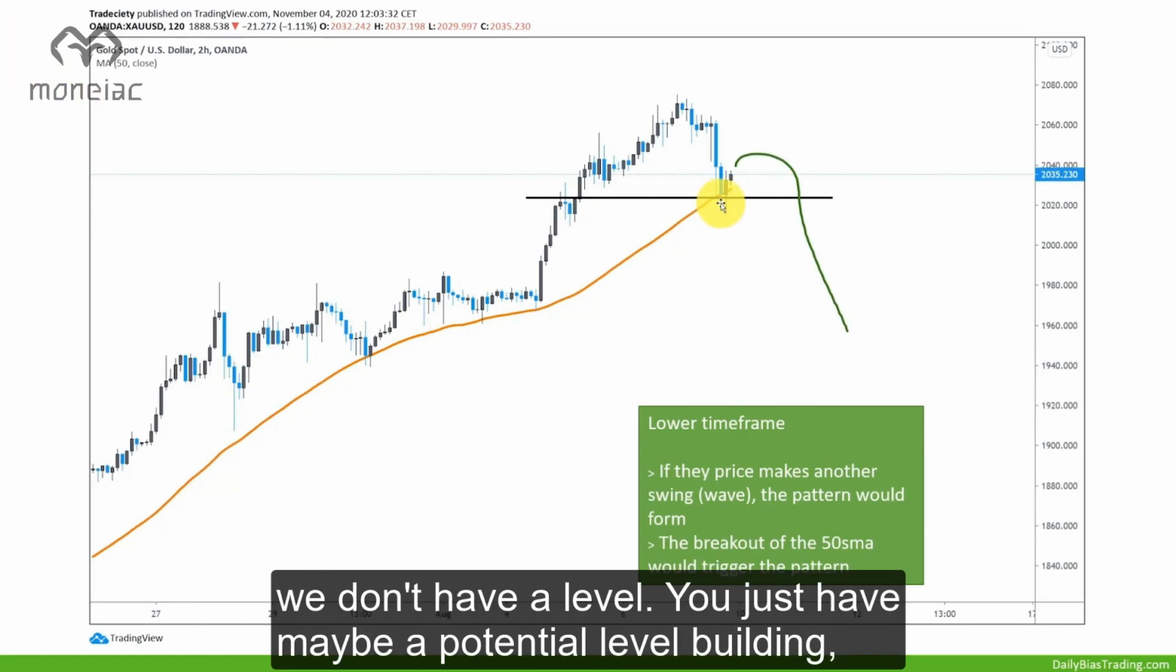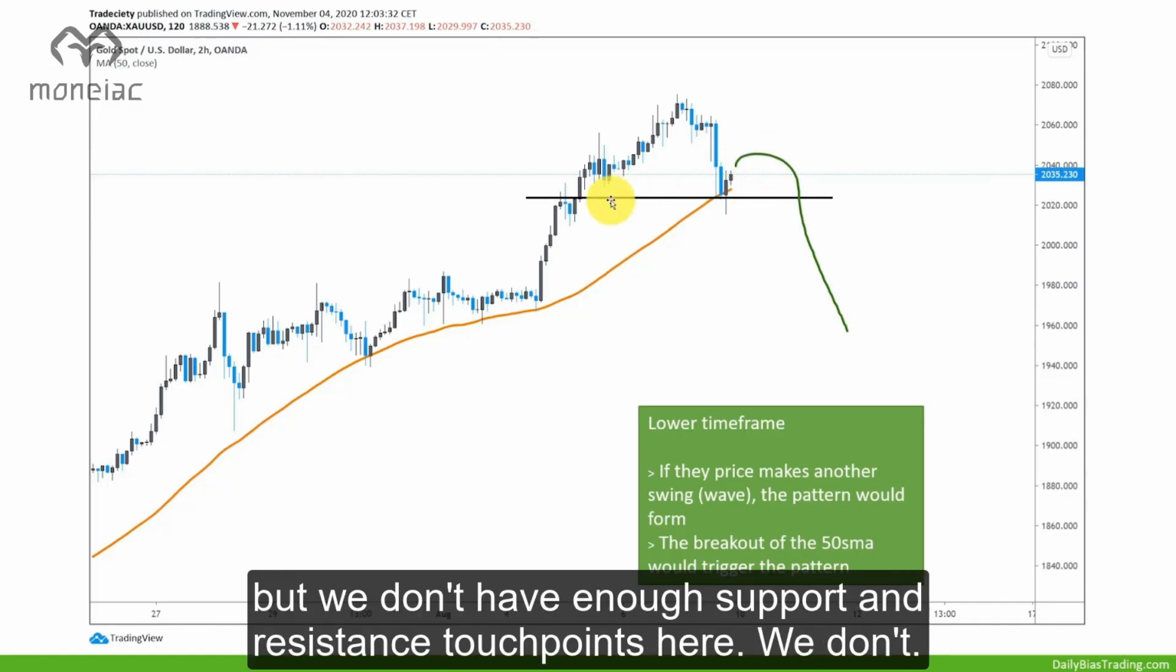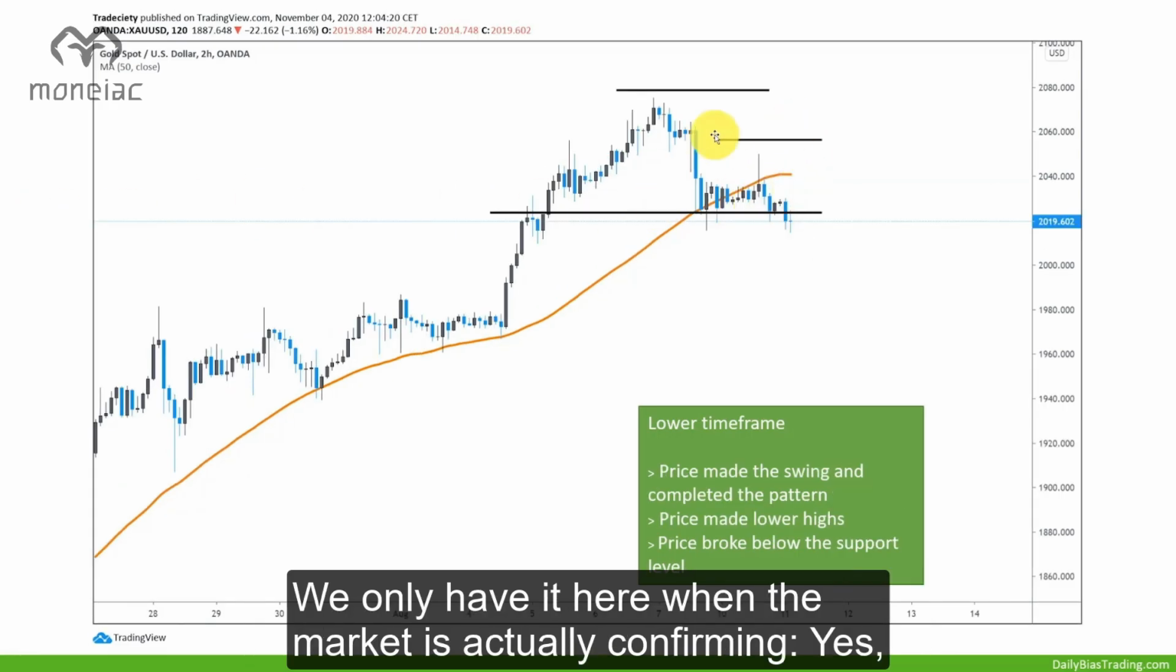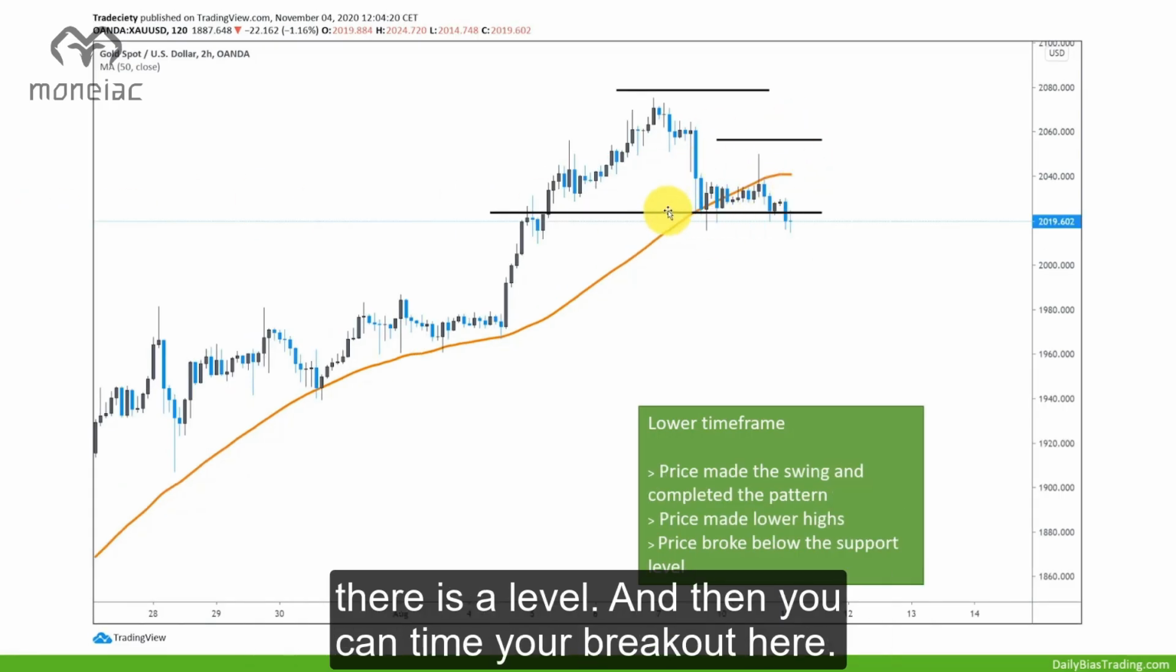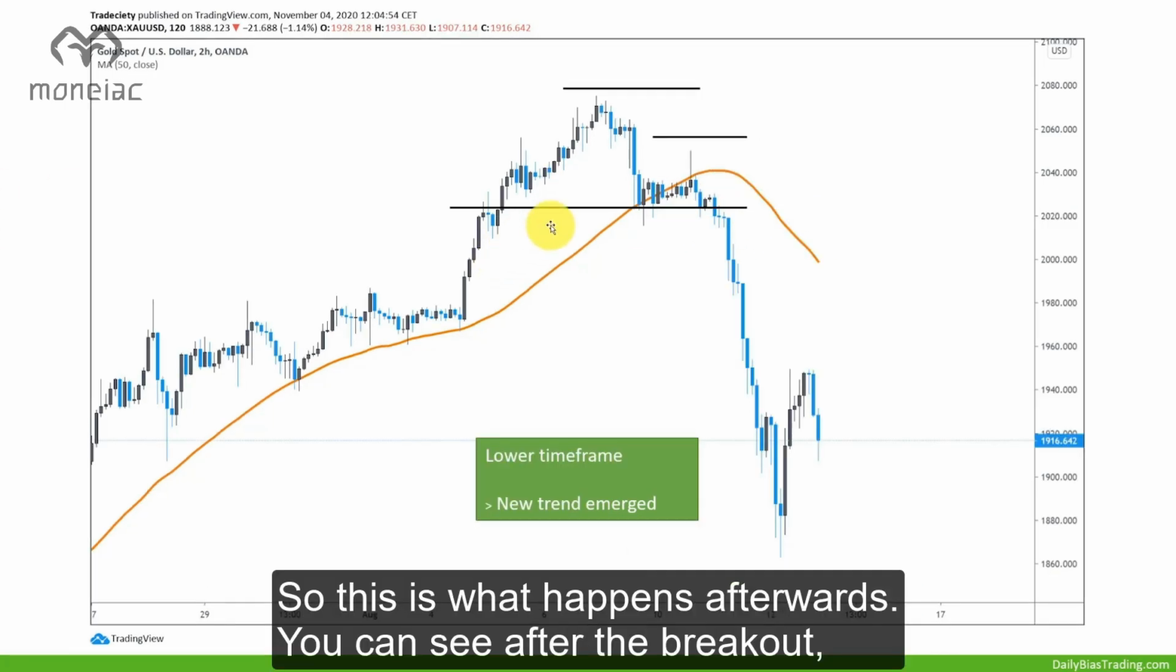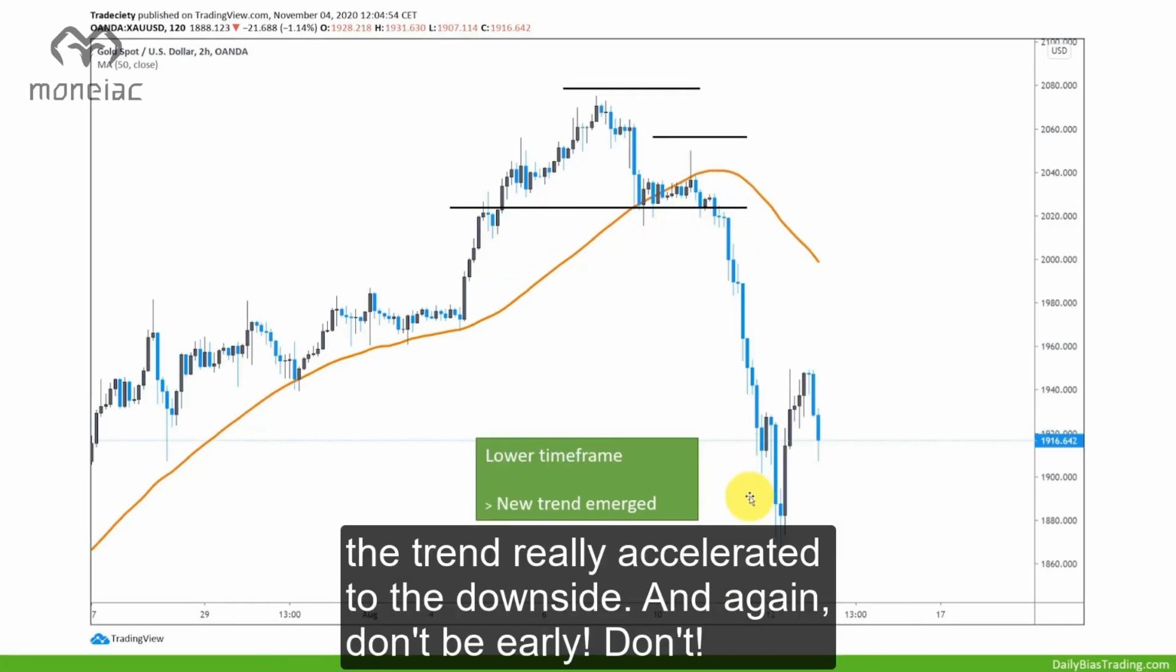Now, here we don't have a level. You just have maybe a potential level building, but we don't have enough support and resistance touch points here. We only have it here when the market is actually confirming, yes, there is a level, and then you can time your breakout here. So this is what happens afterwards. You can see after the breakout, the trend really accelerated to the downside.